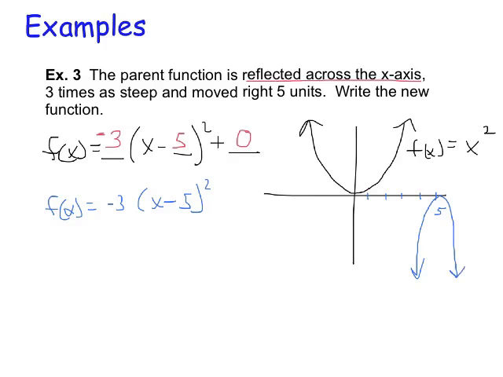And again, when I draw the steepness of it, I'm just kind of sketching it. I'm just approximating it. So, and that vertex right there is going to be at 5, 0. That's the vertex point. And let's see. That looks like that's my graph.